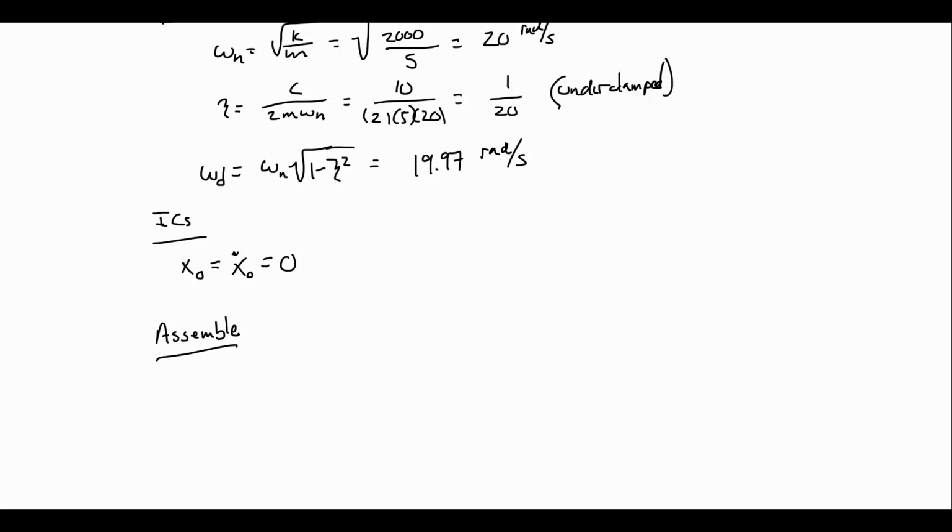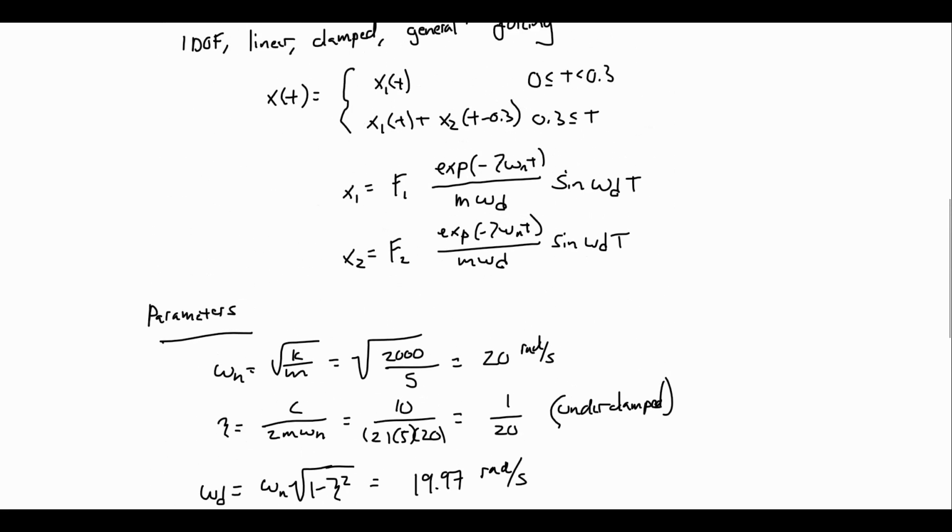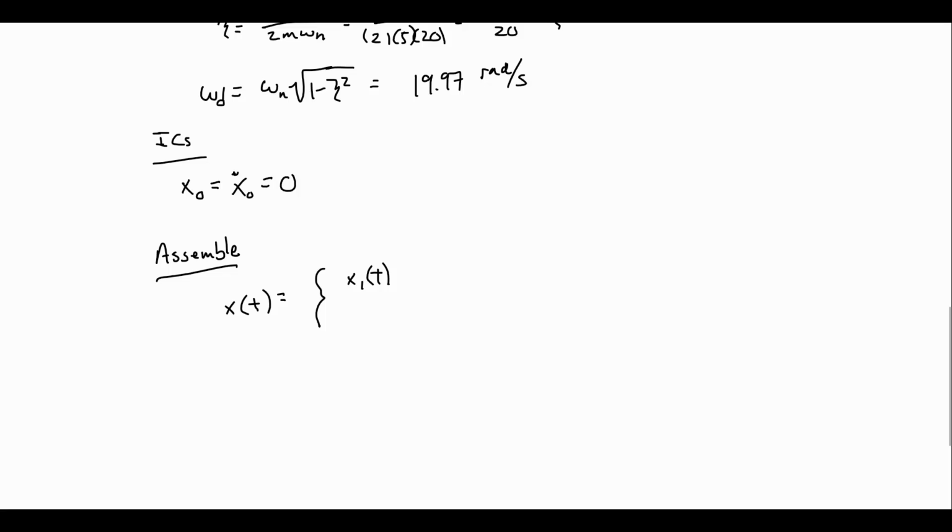So going to assemble this, we have, again, pretty straightforward. We've already written most of it. x1 of t, when we are from 0 to, in the first case, 0.3 seconds, and we'll change this for the second time. And at 0.3 seconds, we'll have x1 of t plus x2 of t minus 0.3, kind of just rewriting what we already have. But now I'll fill in the details for what x1 and x2 are.